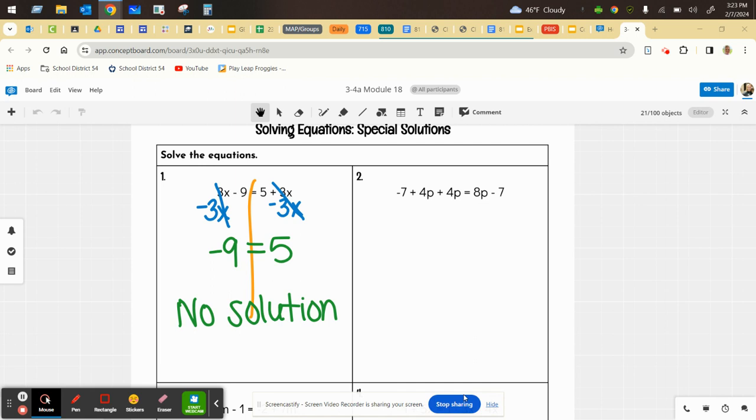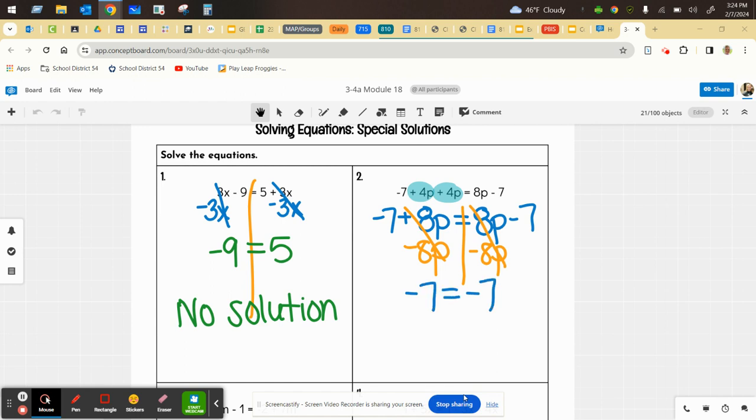Okay, let's try another one. If you take a look at number 2, you see we have some like terms on the same side. I'm going to combine those first. So 4p plus 4p is 8p. Okay, now starting with my variable, that 8p is positive, so I subtract it from both sides. And again, it cancels. But this time it's different because the numbers I'm left with are negative 7 and negative 7. Are those the same numbers? Yes. This is what we call infinite solutions.